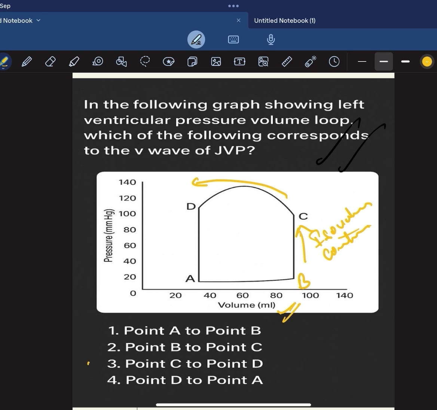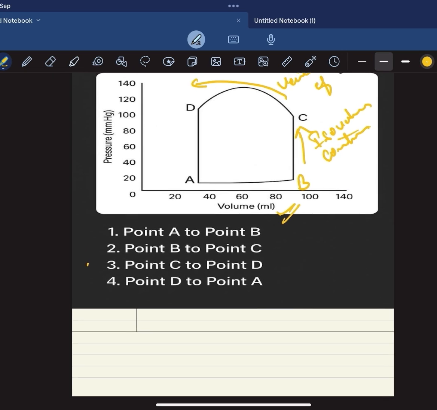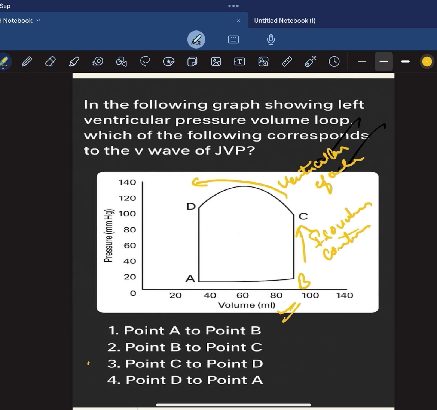So this is the ventricular ejection. Now, why does the volume decrease from C to D? When ventricular systole takes place, the ventricle ejects its blood into the aorta. So when the ventricle is ejecting its blood into the aorta, the volume of blood in the ventricle decreases. So C to D is showing your ventricular ejection.